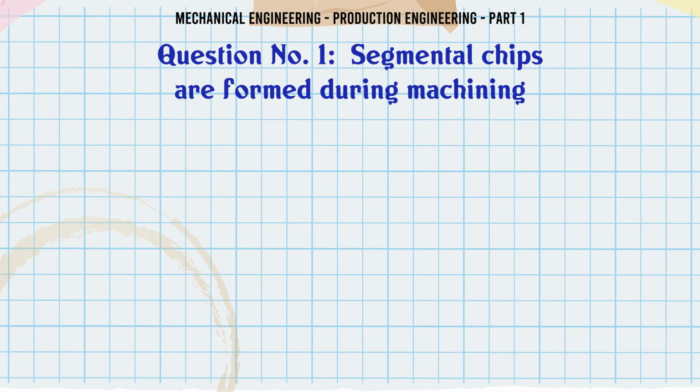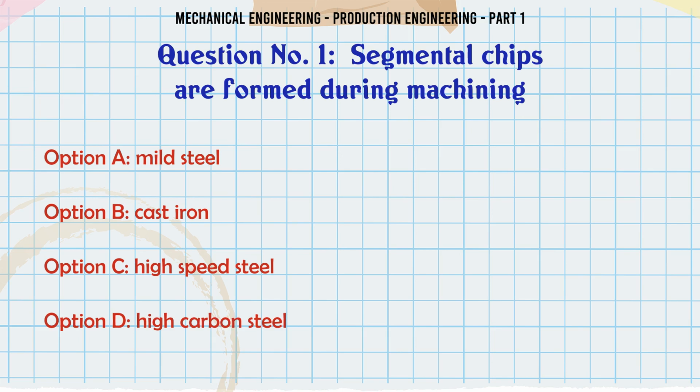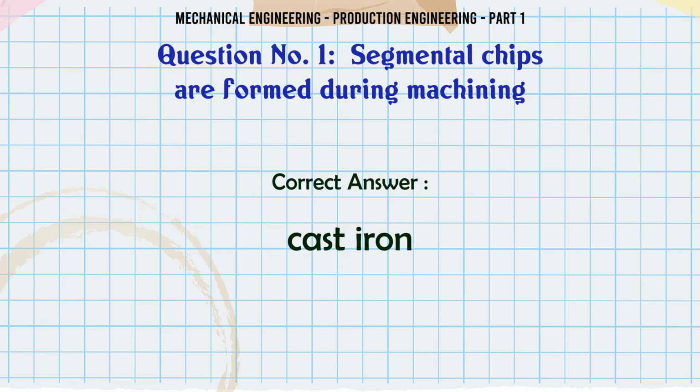Segmental chips are formed during machining. A. Mild steel. B. Cast iron. C. High-speed steel. D. High carbon steel. The correct answer is cast iron.